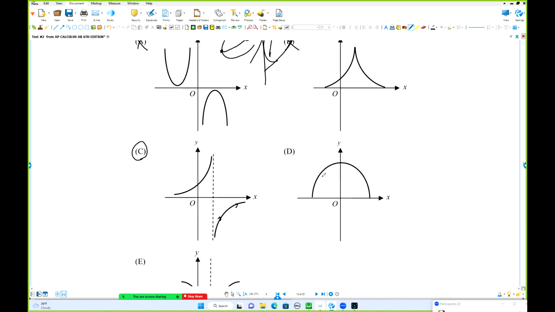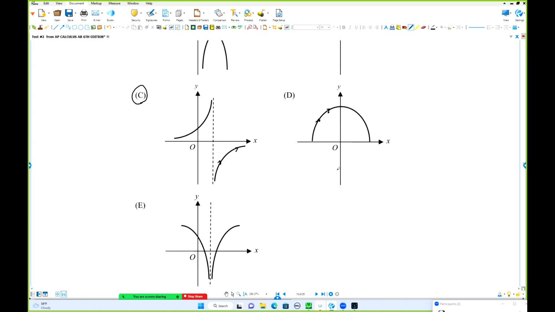But this is a concave down increasing, right? This is a concave down increasing. This is a concave down decreasing, concave down increasing, right? Yeah. This is a concave down decreasing. This one is concave up. No, still concave down increasing. Okay. That's right? Okay.